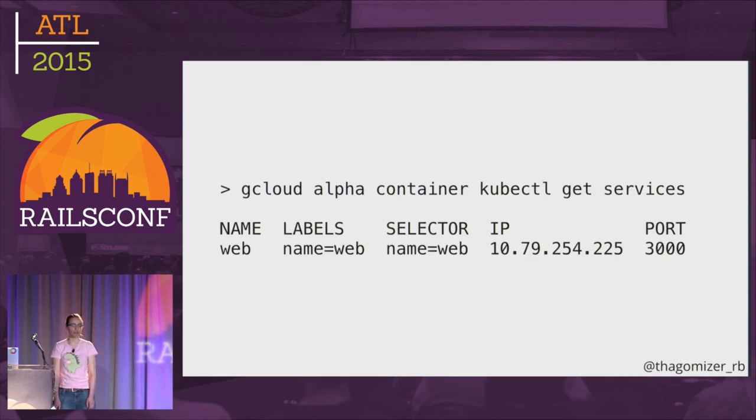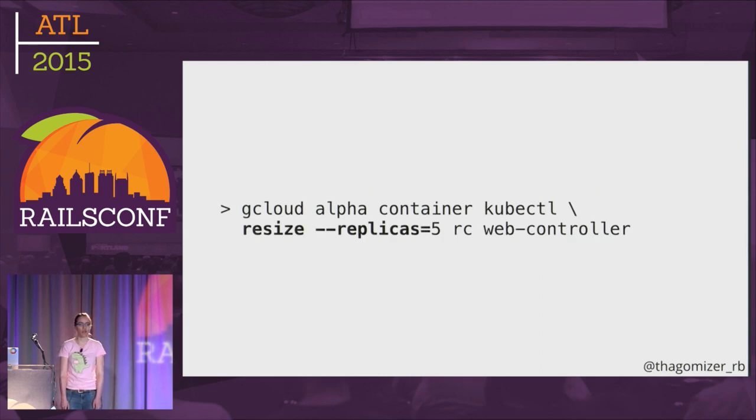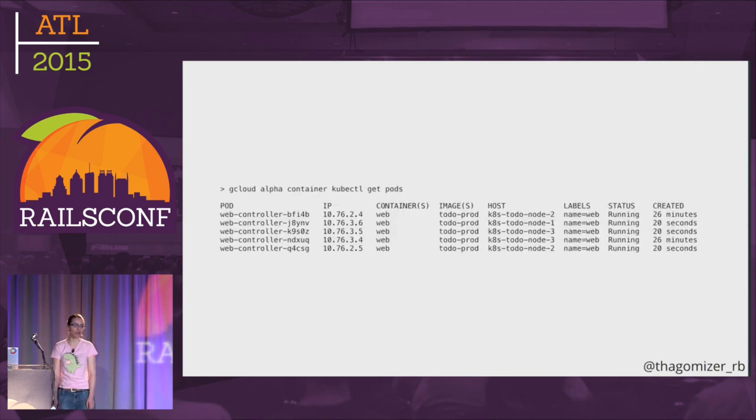And then I'm going to do something crazy. I'm going to have Kubernetes resize my web replication controller. And I'm going to say I want five replicas now. Wait a couple seconds to a minute. And I have five running pods now. All I had to do was say how many I wanted, because Kubernetes' job is to say, what state do you want the cluster in? And I say, this is the state I want. And Kubernetes is like, I will figure out how to make that happen.